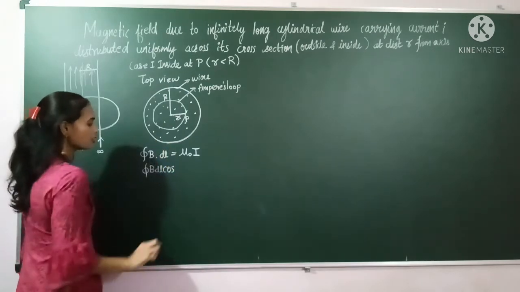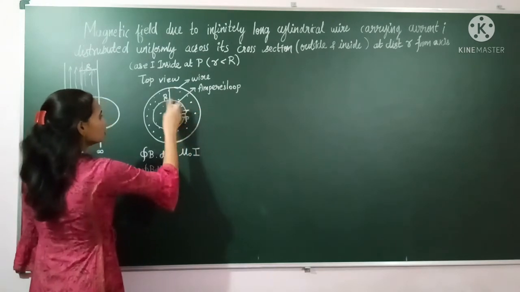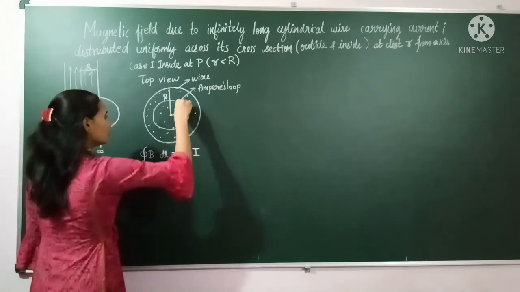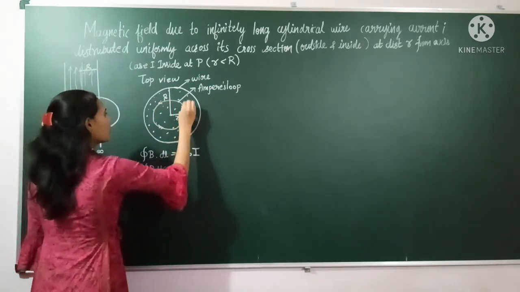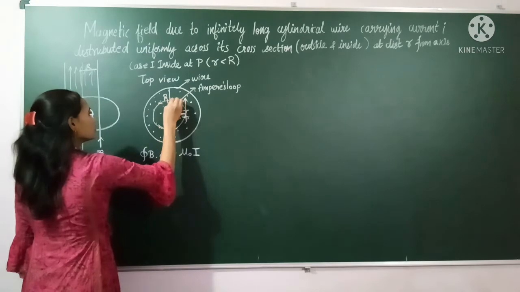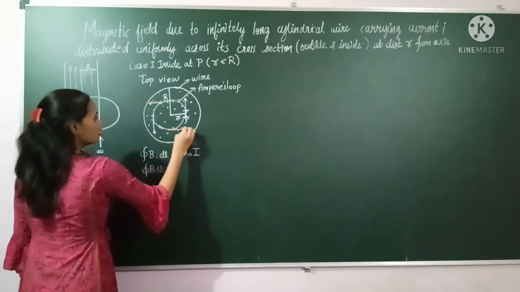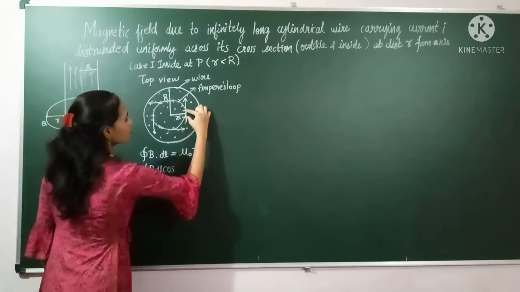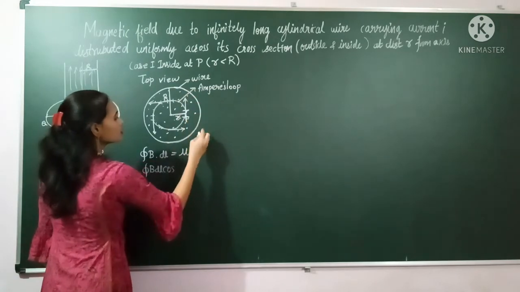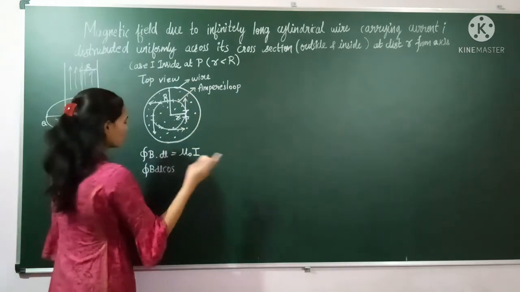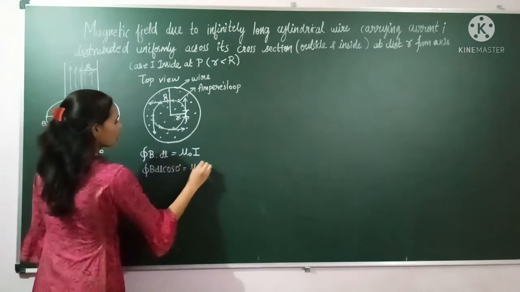Here theta will be how much? To find that theta, we will take a small current element on this loop, and this is the direction of the current element. If the current is flowing like this, this will be the direction of the magnetic field. You see here, this dl is the direction of current, and this is the direction of B. Both are in the same direction, so theta value will be 0. So here cos 0 equals to mu naught I.